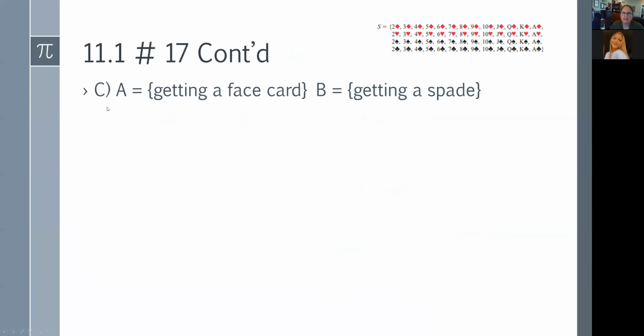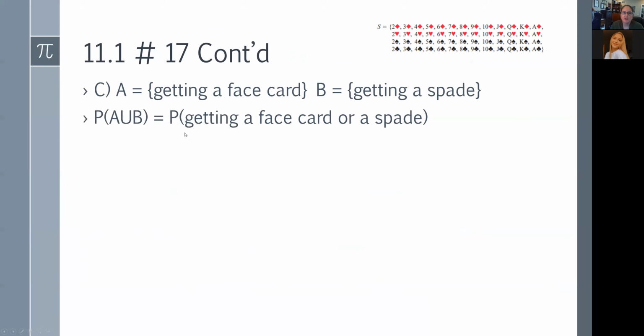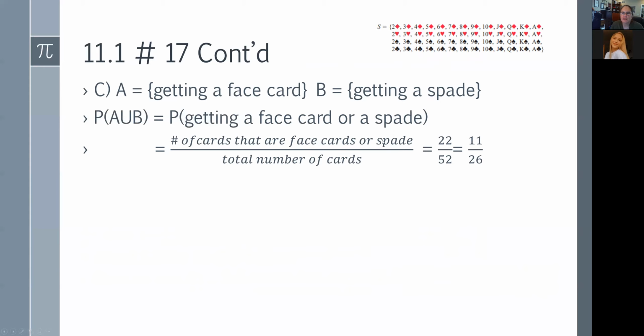Next, we'll look at part C. Event A is getting a face card, and event B is getting a spade. Remember, the face cards are the jacks, the queens, and the kings. So the probability of A union B is the probability of getting a face card or a spade, or both. This is going to be the number of cards that are face cards or spades out of the total number of cards. So first we can count the 13 spades, and then we have 3 face cards that are clubs, and 3 face cards that are hearts, and 3 face cards that are diamonds. That gives us 22 cards. So we have 22 out of 52, and that simplifies to 11 out of 26.